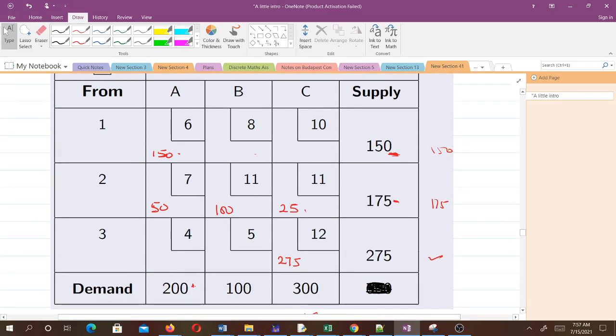So you see we started here. This was the first upper left hand cell that we had, and the most we could put here was 150. So we place all the 150 here. Then we move to the next one because we needed 200 here and we already have 150. We could just put 50 here. We went here, we needed 100, and we're still left with 125 to supply. So we could put all the 100 here, and so on. So there's the northwest corner method, which is very, very simple.